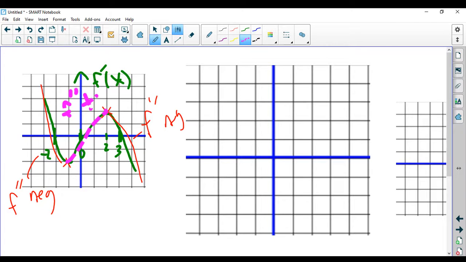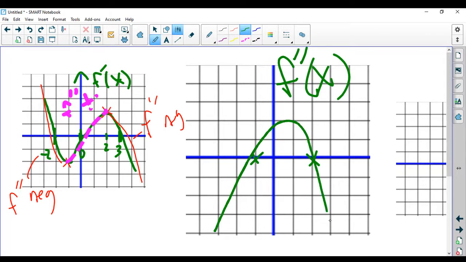So to graph it, you just use those two facts. There's a point of inflection at -1, and that's also where the second derivative is 0. And there's a point of inflection at 2, also where the second derivative is 0. So it goes from negative to positive to negative, and that's how you would graph the second derivative based off that graph being the first derivative.